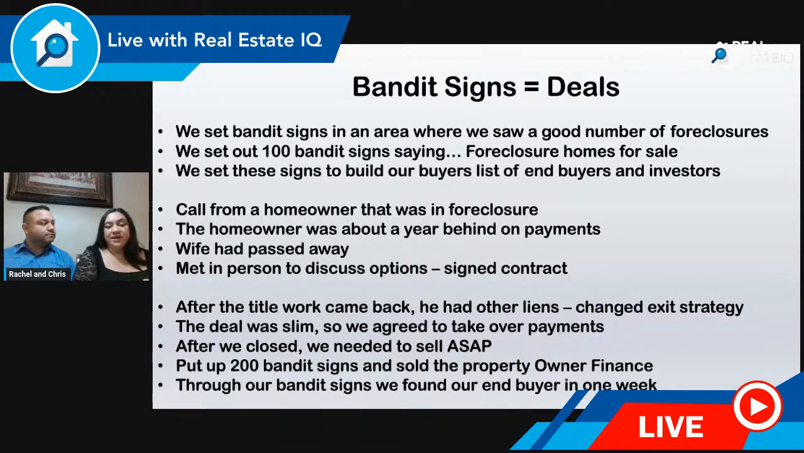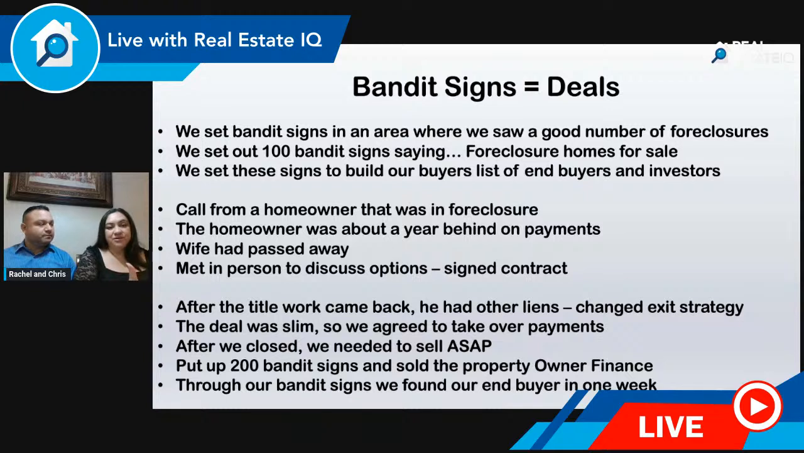So we went ahead and used bandit signs again. We used bandit signs in the same area, but this time we changed our message and put owner finance available. And yeah, we found our end buyer. It was very quick, very easy. And I don't want to make it seem like it's always going to be quick and easy, but this one was. So it was great.